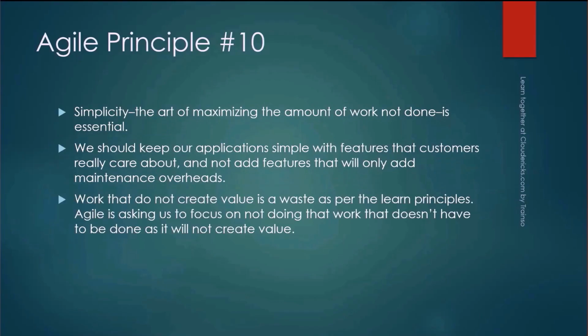Agile principle number 10, simplicity. The art of maximizing the amount of work not done is essential. We should keep our applications simple with features that customers really care about and not add features that will only add maintenance overheads. So not doing something is also an agile principle here. So you can also maximize the amount of work not done. The work that does not create value is a waste as per the lean principles. We will learn about lean later in the Agile and Lean for DevOps discussions. Agile is asking us to focus on not doing work that doesn't have to be done, as it will not create value to the customer.